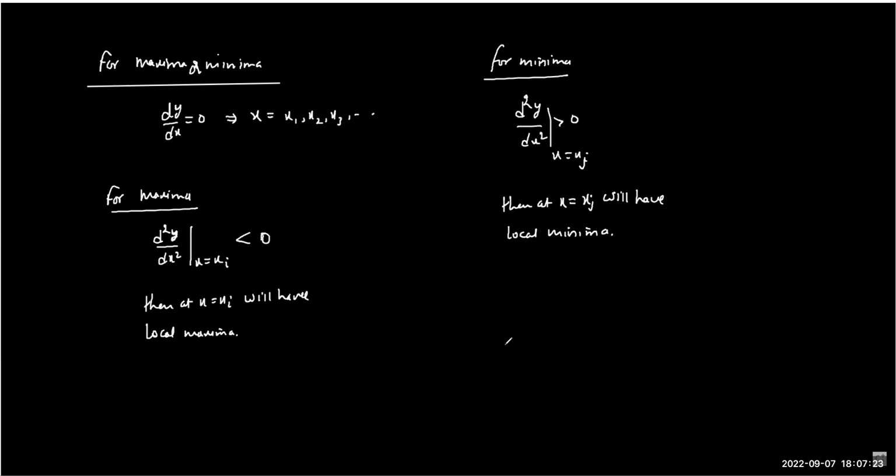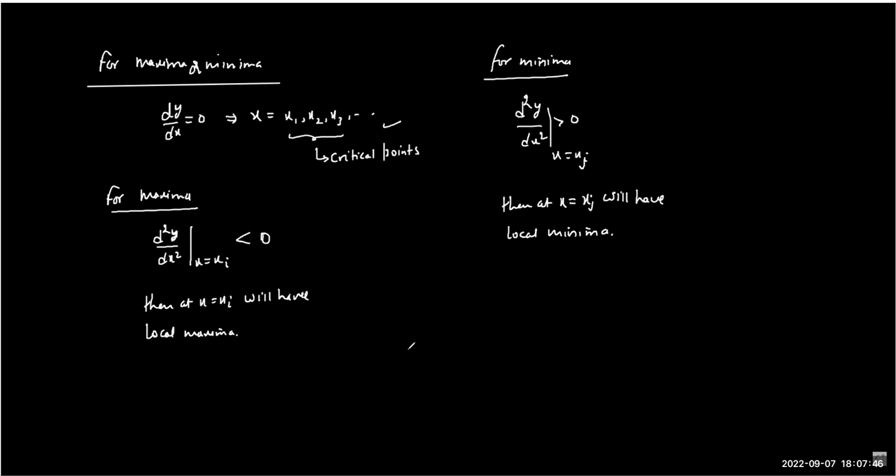Now, when you solve the equation, the solutions to the equation, all these xi, are called critical points. So these are called critical points at which there is a possibility of either local maximum or local minimum.